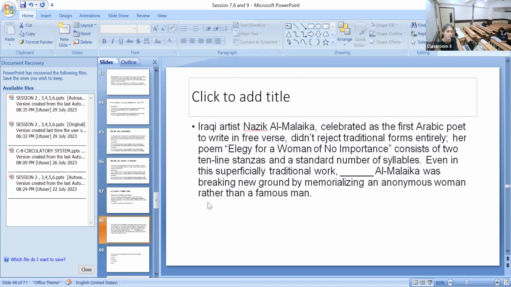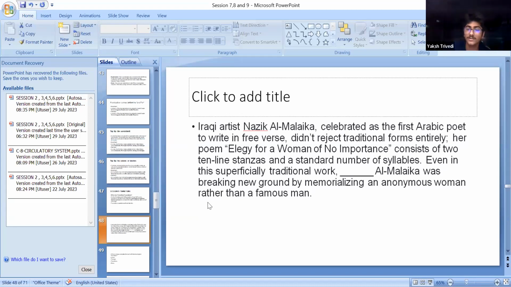Yaksh, can you read this passage for me, please? Iraqi artist Nazik al-Malaika, celebrated as the first Arabic poet to write in free verse, did not reject traditional forms entirely. A poem, Elegy for a Woman of No Importance, consists of 2 10-line stanzas and a standard number of syllables. Even in this superficially traditional work, blank al-Malaika was breaking new ground by memorializing an anonymous woman rather than a famous man.